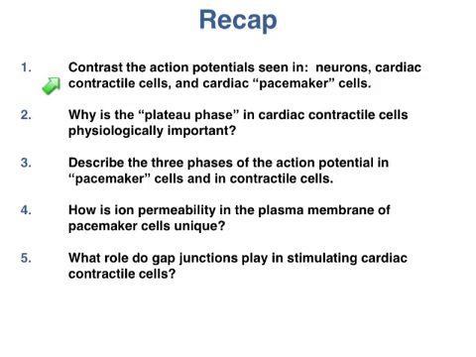Compare and contrast the action potentials in neurons, cardiac contractile cells, and cardiac pacemaker cells. Explain the importance of the plateau phase. Describe the phases of the action potential in pacemaker and contractile cells. Discuss how plasma membrane permeability to ions, particularly to sodium, is unique in the pacemaker cells. And think about the significance of gap junctions in stimulating the contractile cells.